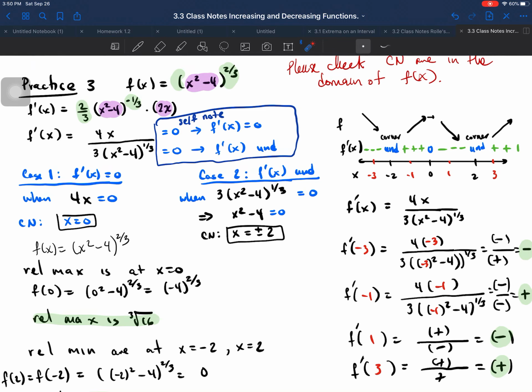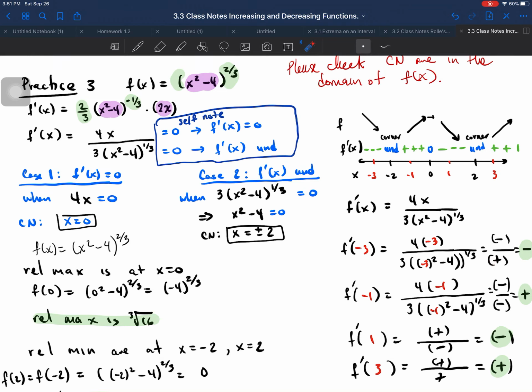We're going to plug in -3 for x. Again, all we're looking for is whether this is positive or negative. So positive times negative is negative. On the bottom part, we're going to have -3 to the second. That will be a positive 9. 9 minus 4 is 5. 5 to the 1/3 is still positive. Positive times positive 3 will still be positive. So this will be positive. Negative over positive is negative.